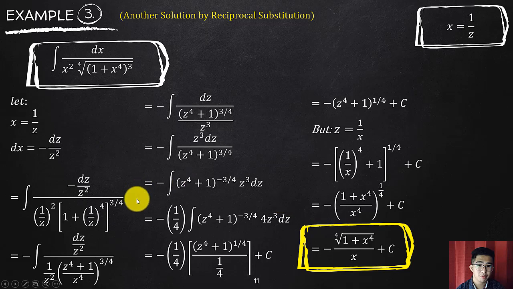Yes. So performing the power formula, our balancing factor is multiplied by u raised to n plus 1, negative 3/4 plus 1 is 1/4, over n plus 1. So we get this expression. Simplifying, these two will cancel out, so we simply get equal to negative z raised to 4 plus 1 raised to 1/4 plus c. This is not, of course, our final answer. We need to bring back the original variable. If x is equal to 1 over z, therefore z is equal to 1 over x. And simplifying, 1 over x raised to 4, this becomes the final answer.